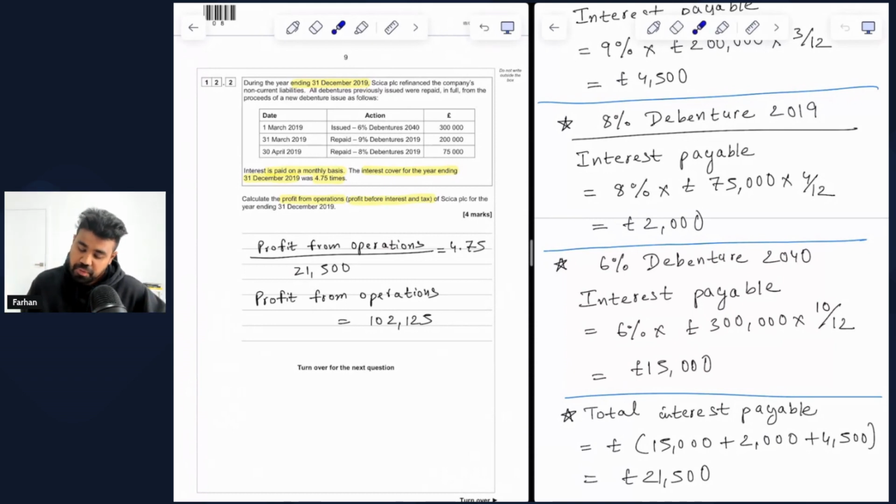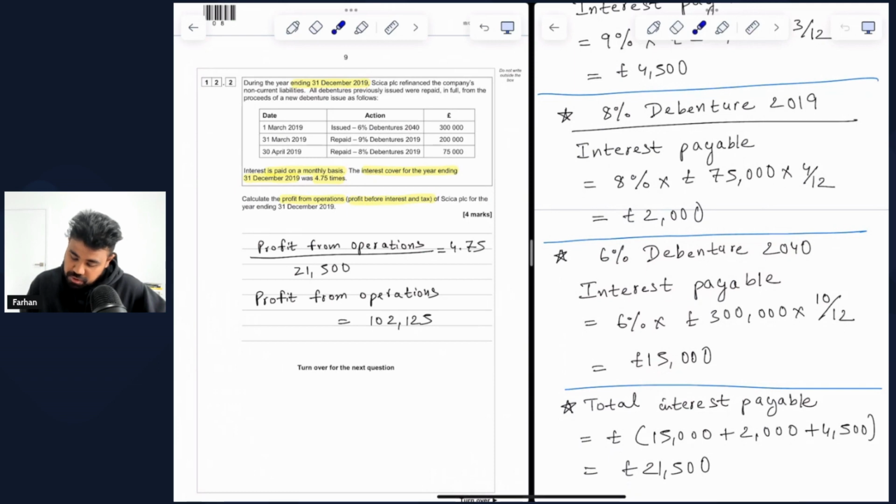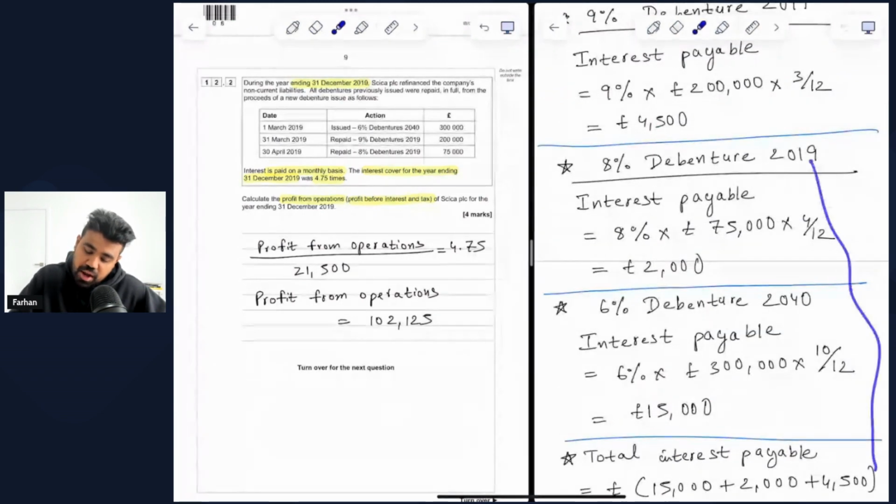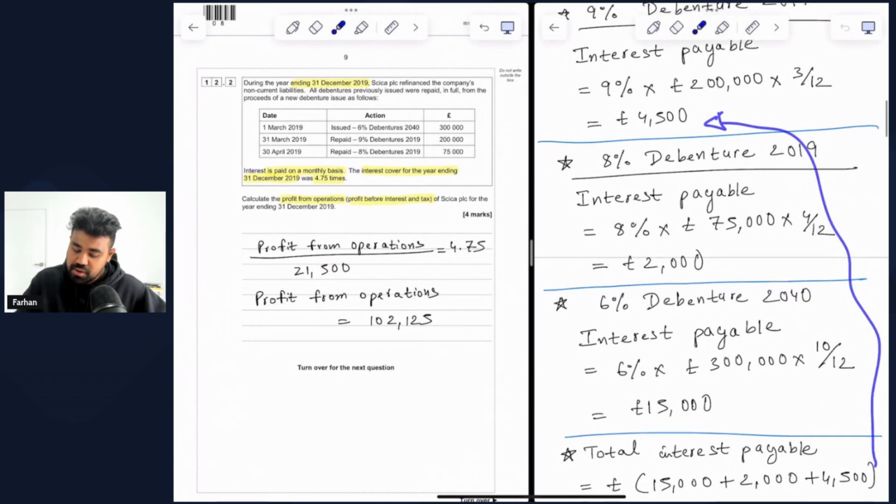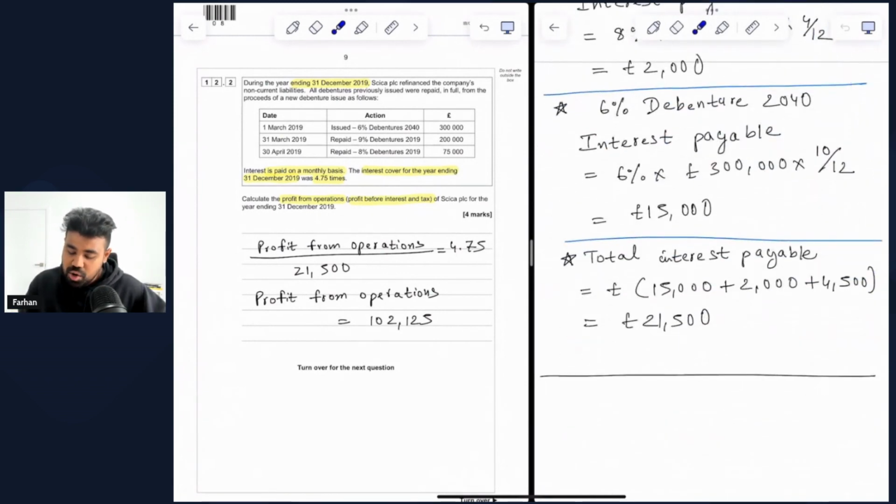And then you get the interest that you have to pay on this new loan of £15,000, which means the total interest payable is £15,000 that's coming from the new loan, £2,000 that's coming from one of the debentures that we have repaid, and then an additional £4,500, which is coming from the 9% debenture that we have repaid. So on that basis, the total interest that we have to pay is £21,500. Now everything becomes very easy and straightforward.